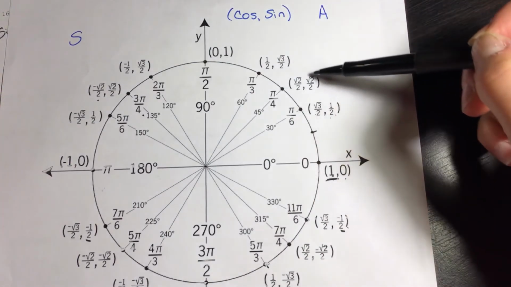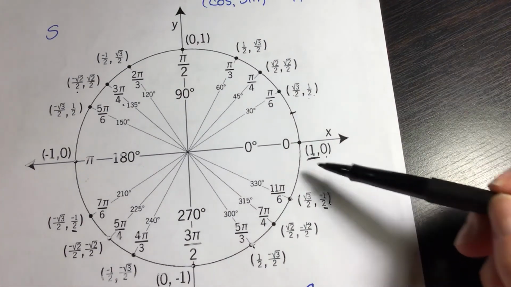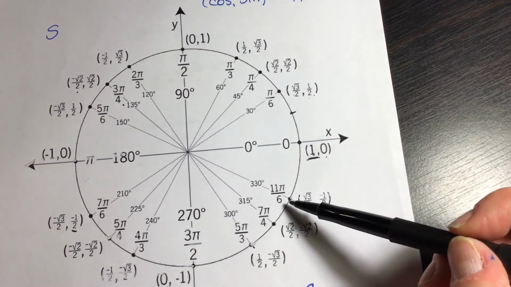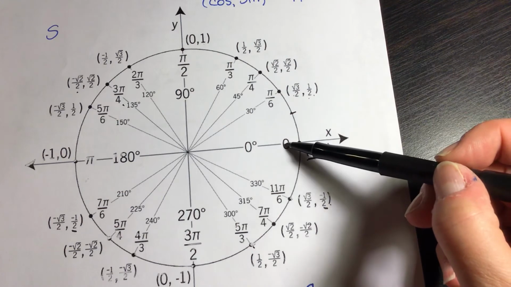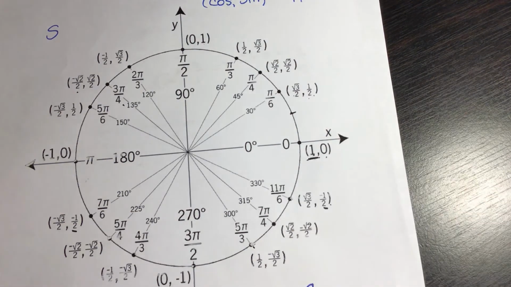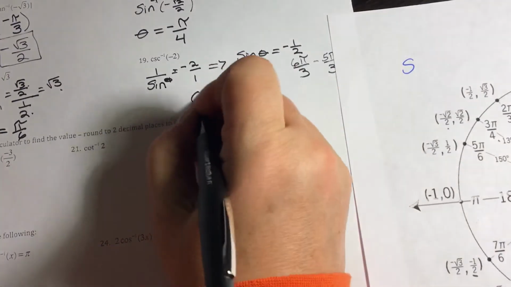Okay, and I'm looking at the y-coordinate. Negative 1/2 is here, which is a negative angle, and that's negative pi over 6. 12 pi over 6 minus pi over 6 is 11 pi over 6. So it's the negative angle that we want here.